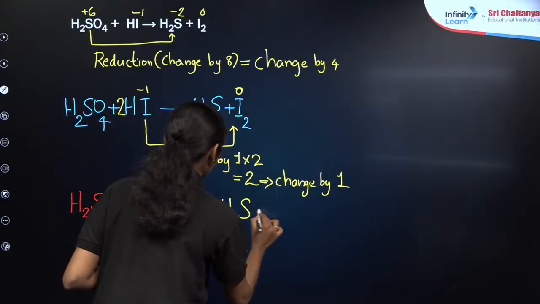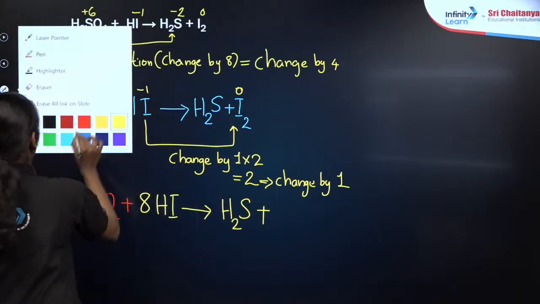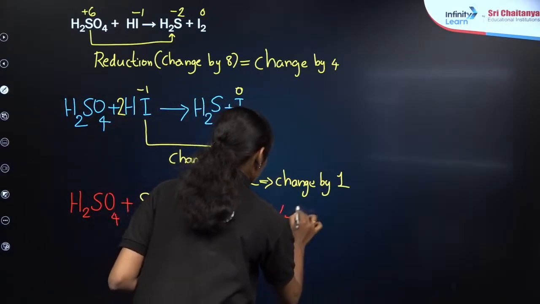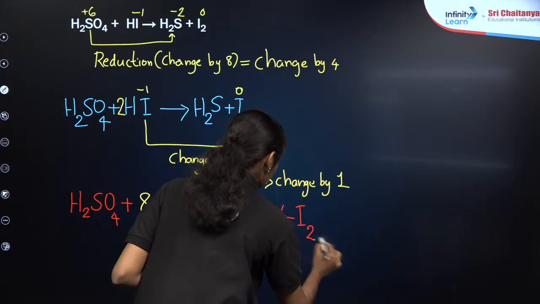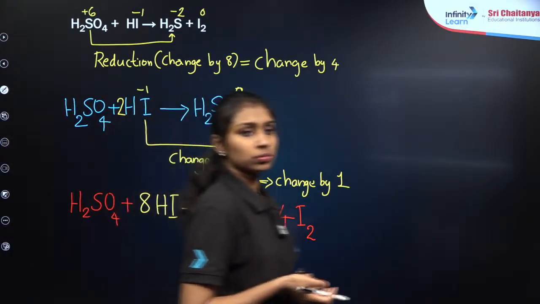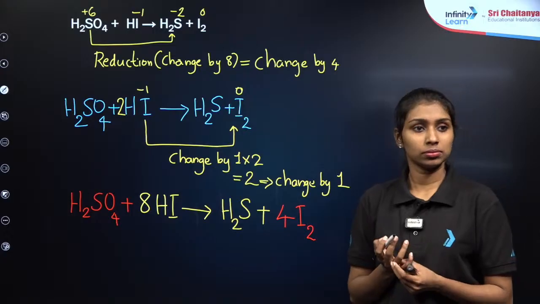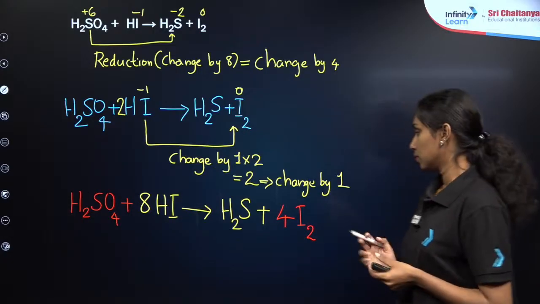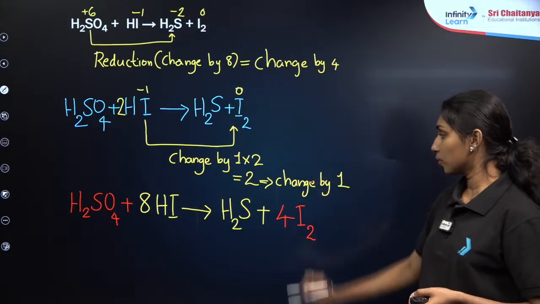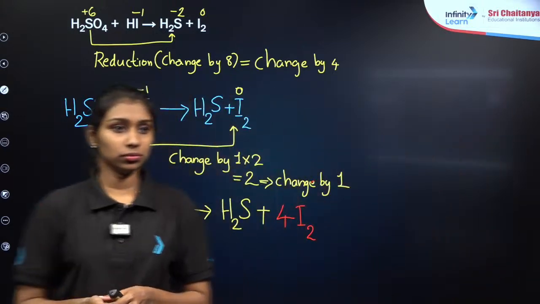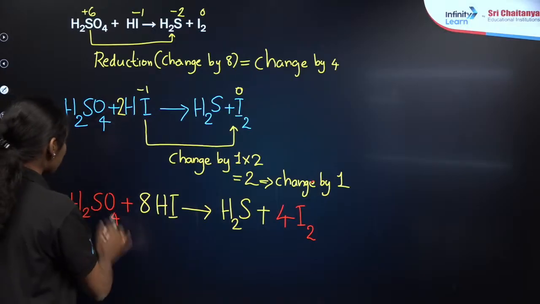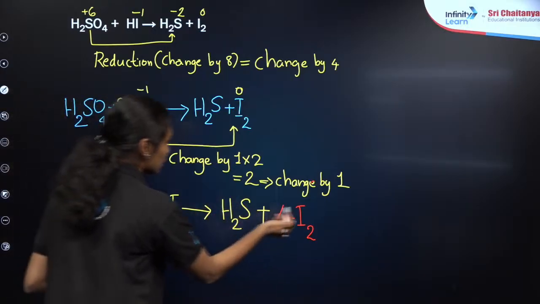H2S plus 4I2. Is this clear? This particular step is clear or not? That is H2SO4 plus 8 HI gives H2S plus 4I2.